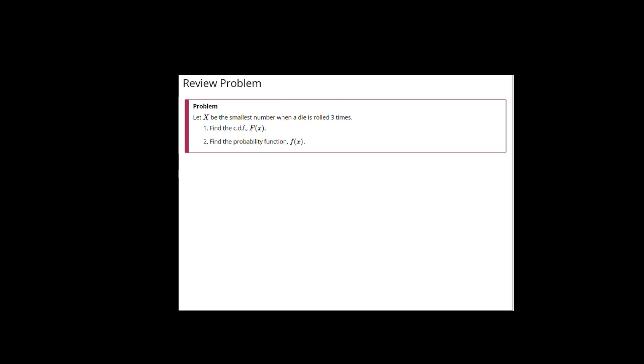Here's a problem you might try on your own. We'll provide a solution. Let x be the smallest number obtained when a die is rolled 3 times. Find both the cumulative distribution function, capital F of x, and the probability function, little f of x, of this random variable. You should pause now and try and solve this problem on your own. We'll give you a solution momentarily.